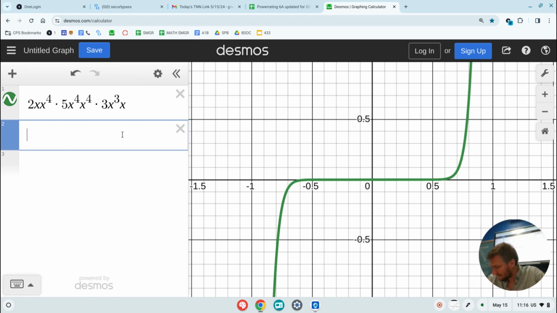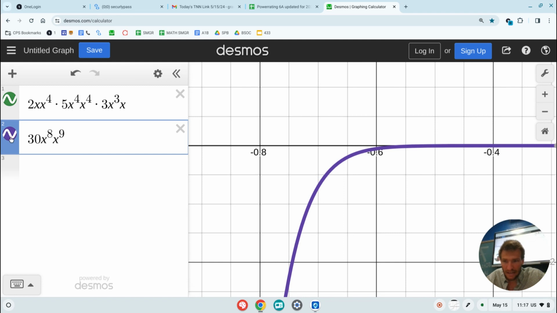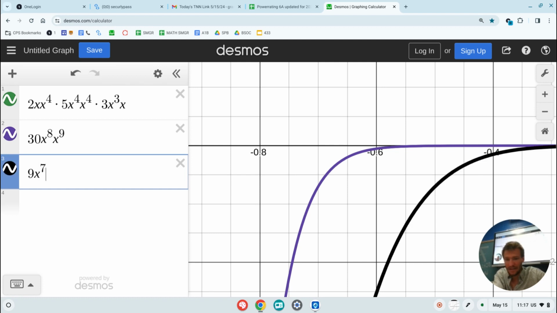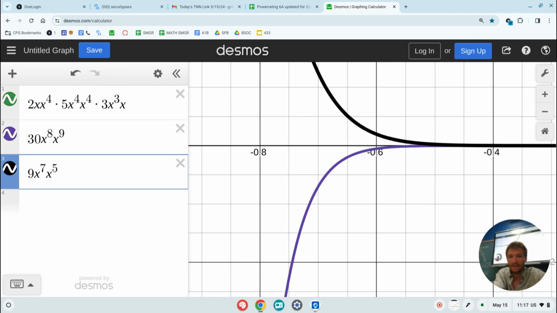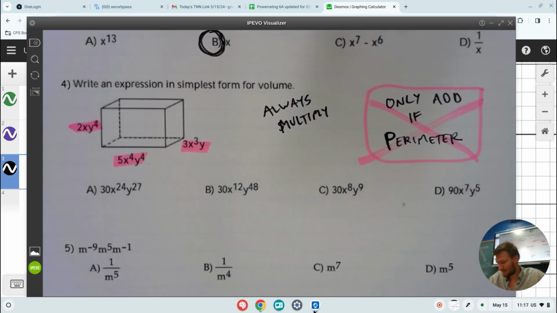Did anybody find a perfect match yet? What you got? Letter C? All right. Letter C is 30x power 8 and x power 9. It's also a very weird graph. Again, if you zoom in, is it still the same thing? Yes, it's still the same thing. So zoom in, take advantage of that. These other answers aren't really all that good. Maybe D, 9x power 7 and x power 5. No, that's not even close. All right, I think that looks pretty good.